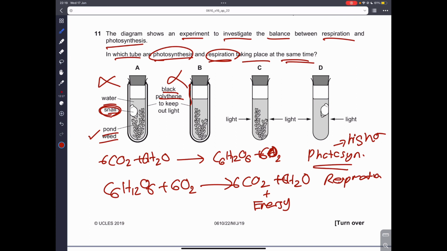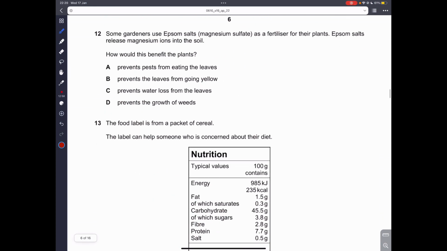But let's look at number C. Now in number C, you can see that there is light on there, and the pondweed can do photosynthesis, right? Now that it has light, the plants can also respire. Now this is a very common misconception. People usually think that plants cannot respire, but plants can respire and have to respire in order to be able to produce stuff. So C is the correct answer, right?